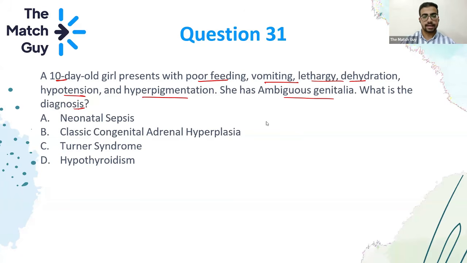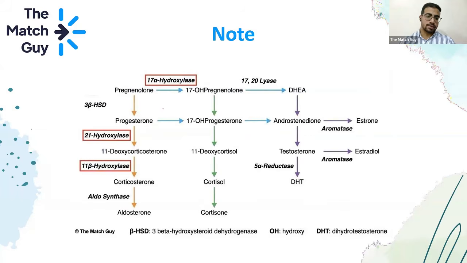Okay, perfect. B, it's classic congenital adrenal hyperplasia. Okay, so let's go over why it's classic congenital adrenal hyperplasia and the diagram that's usually a nightmare for a lot of people, but we'll try to simplify it as much as we can. First of all, these are the enzymes that can be affected in congenital adrenal hyperplasia.